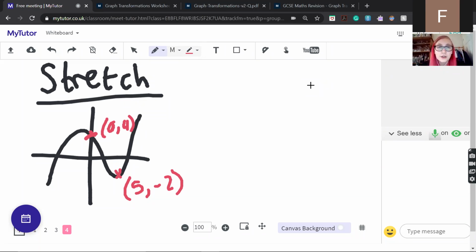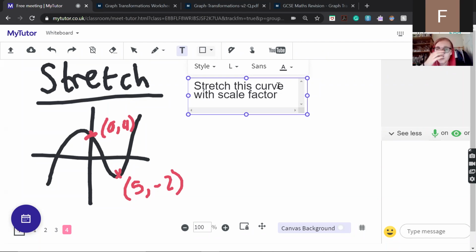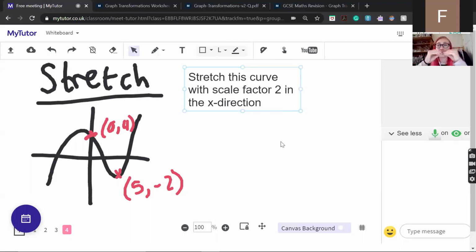So we're just told those 2 points of the curve, and the question is going to be, now there's a keyword that comes in: stretch this curve with scale factor 2 in the x direction. I'll be defining that, don't worry. What this means is x direction means we're stretching it out. The other way they can word this is parallel to the x-axis. It literally just means do it straight across, in that x direction. And a scale factor 2 means we make it twice as long.